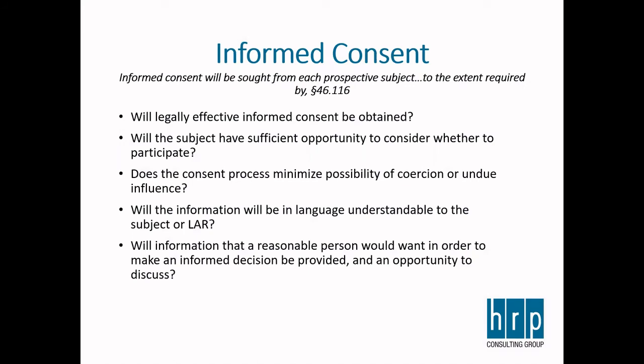So here are the regular criteria that the IRB must consider when determining if the informed consent process is appropriate. And this is for non-exempt research. Will legally effective informed consent be obtained? Will the subject have sufficient opportunity to consider whether to participate? Does the consent process minimize possibility of coercion or undue influence? Will the information be in a language understandable to the subject or legally authorized representative? Will information that a reasonable person would want in order to make an informed decision be provided, along with the opportunity to discuss?